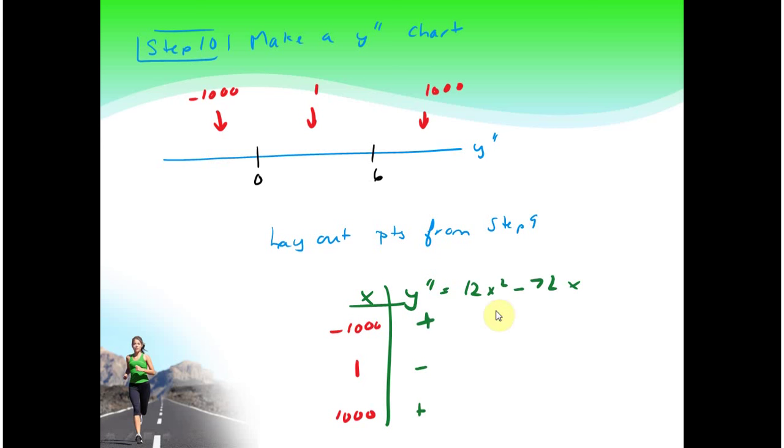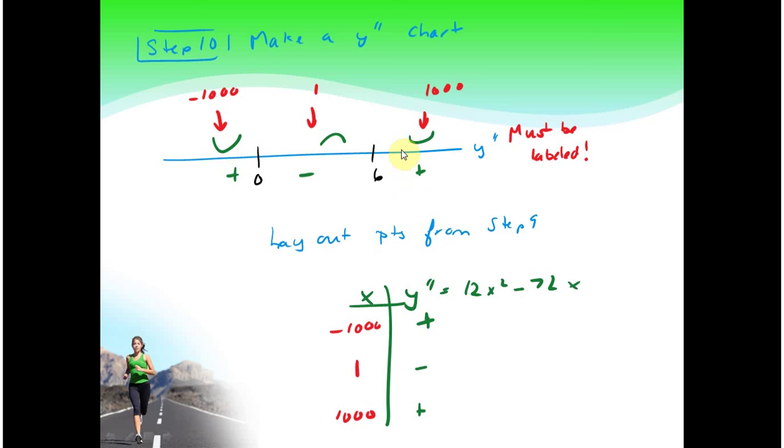I write down the signs and I choose n values. Minus 1,000 is before 0, 1 is between 0 and 6, and 1,000 is after 6. So I choose these values, and if I plug in negative 1,000 here, it's so large and positive because of the square, I'm going to get a positive answer. I just ignore this term because it's smaller. If I put in 1 here, I get 12 minus 72, which is negative. If I put in 1,000, again, I get something positive. So positive, negative, positive, and I get up, down, up.